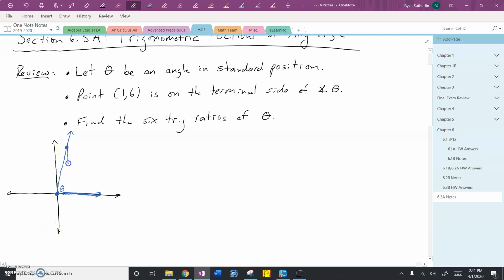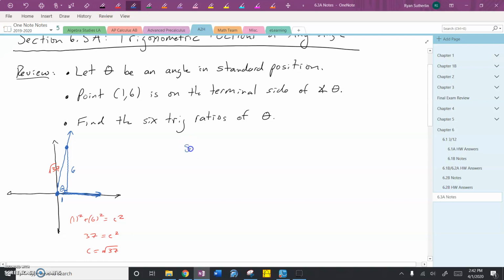But the first thing I'm going to do here is just make my right triangle. We know that the x value is 1, so that would be the base of the triangle. The height of the triangle would be 6. And if we use the Pythagorean theorem with 1 squared plus 6 squared equals c squared, we get that the hypotenuse of this triangle is going to be the square root of 37. So we now can go ahead and find our ratios.